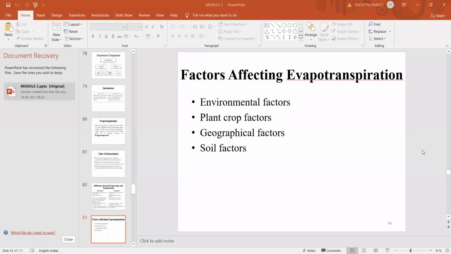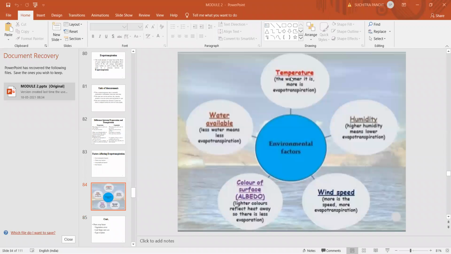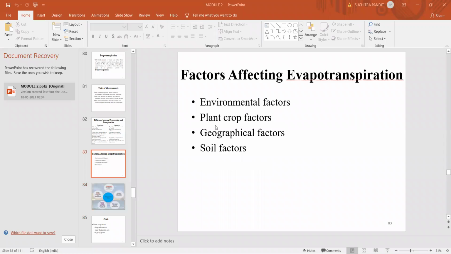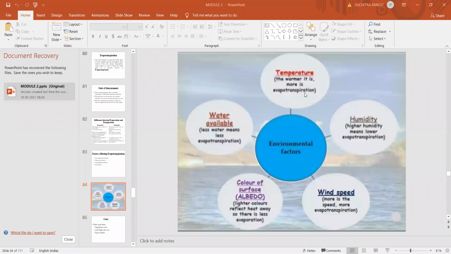Next, factors affecting evapotranspiration. These are some of the factors which directly affect the rate of evapotranspiration. The first one is the environmental factors. The second one is the plant crop factors, the third one is the geographical factors, and the fourth one is the soil factors. Now, the environmental factors.